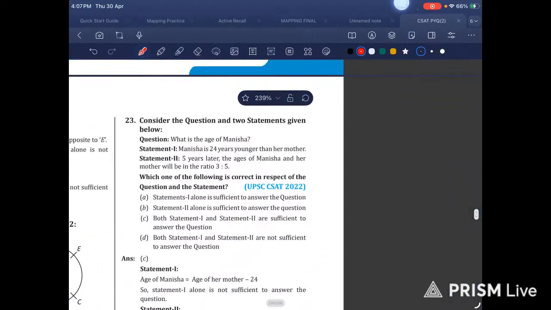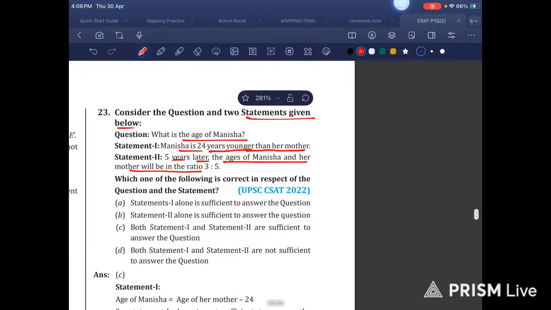Consider the following question and two statements given below. What is the age of Manisha? Statement 1: Manisha is 24 years younger than her mother. Statement 2: 5 years later, the ages of Manisha and her mother will be in this ratio. Let Manisha be M and her mother be X.